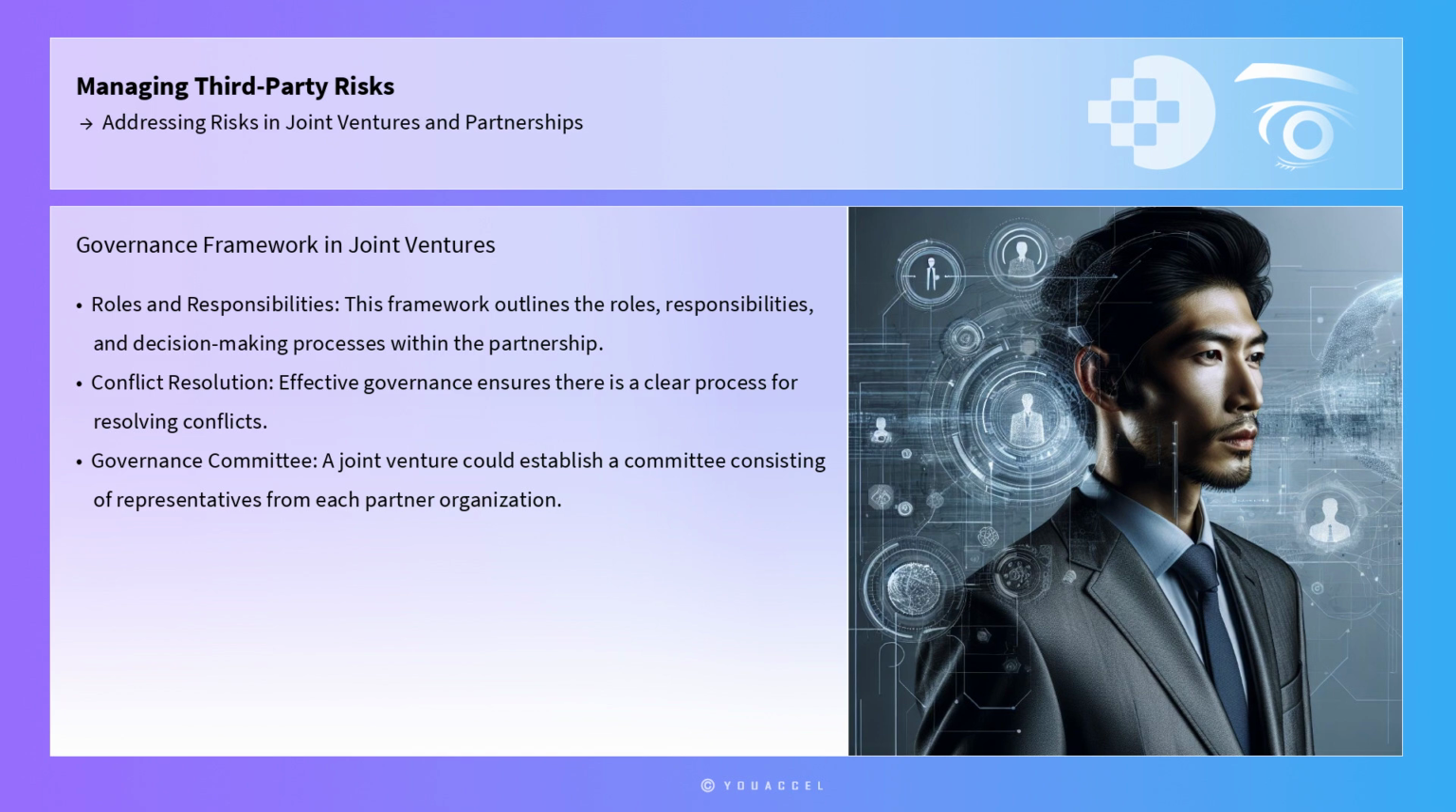Another essential framework for addressing risks in joint ventures and partnerships is the governance framework. This framework outlines the roles, responsibilities, and decision-making processes within the partnership. Effective governance ensures that all partners are aligned and that there is a clear process for resolving conflicts. For example, a joint venture could establish a governance committee consisting of representatives from each partner organization, tasked with overseeing operations and making strategic decisions.